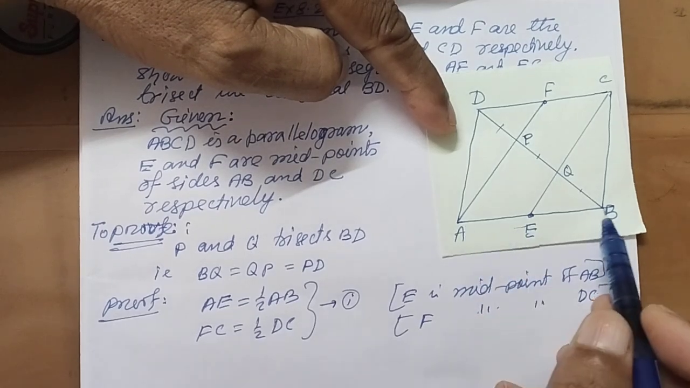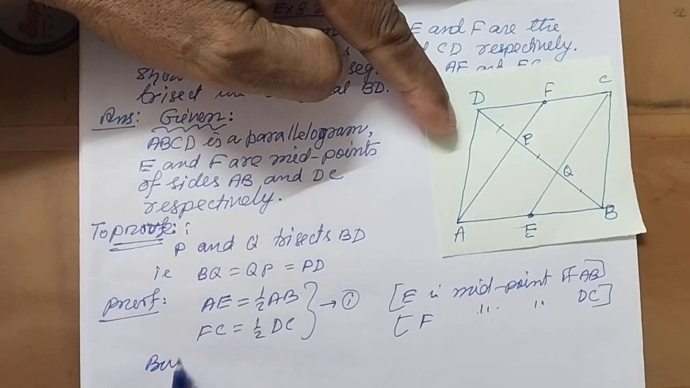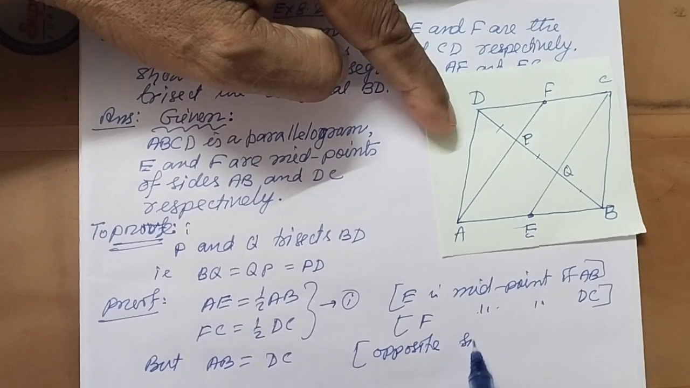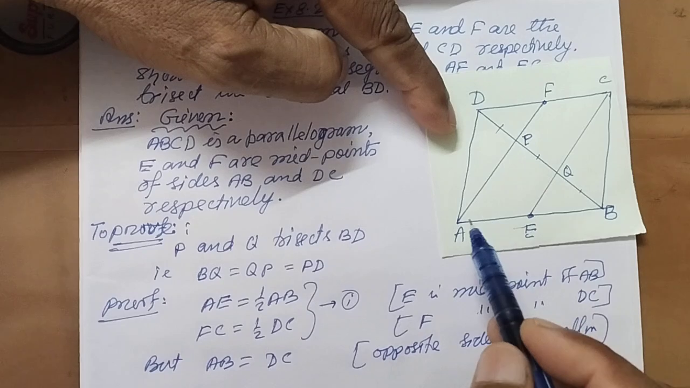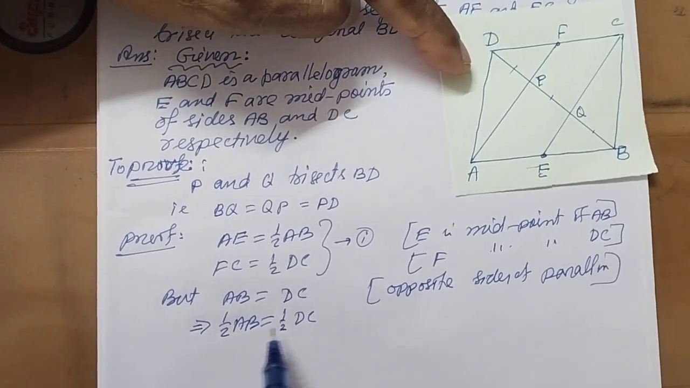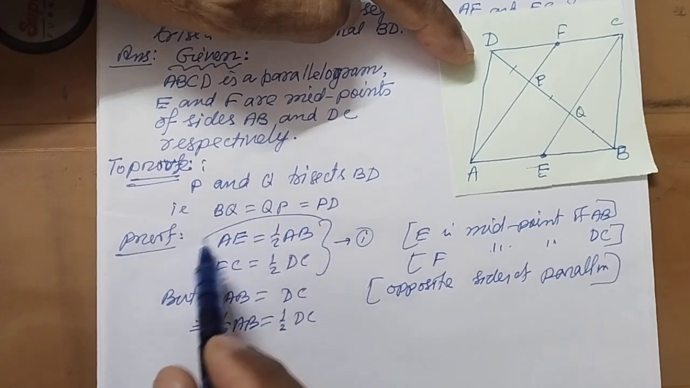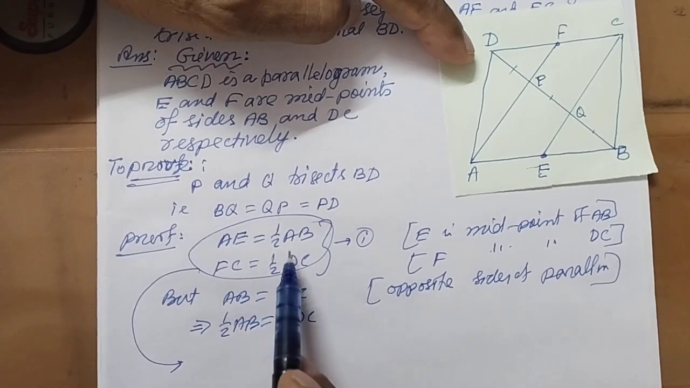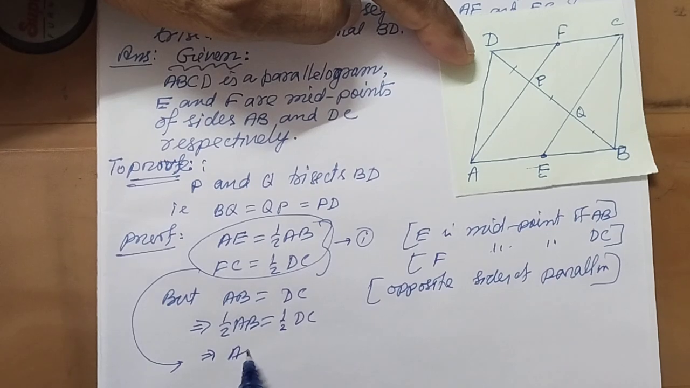Now AB is equal to DC. What is the reason? They are opposite sides of parallelogram. So if I multiply by 1 by 2, half of AB is half of DC. Why multiplying 1 by 2? I want to make use of this. So from here what we will get? You see, half of AB is AE and half of DC is FC.